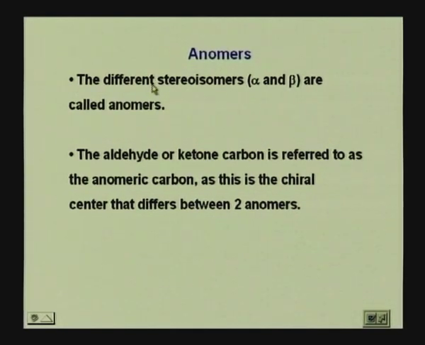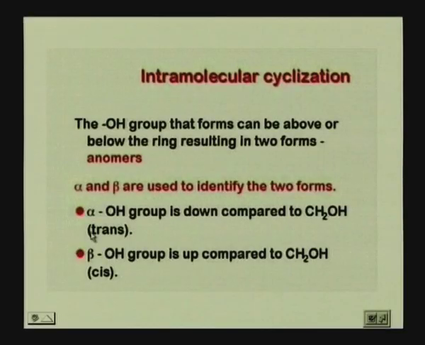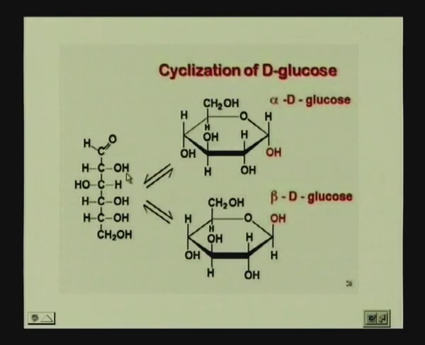So, the different stereoisomers alpha and beta are called anomers, and we have the aldehyde or ketone carbon, which will decide whether we have the anomer in the beta position or in the alpha position, and you have to remember that this is only possible when there is cyclization, not before that. So, we have the alpha OH down compared to CH2OH, that is trans. If the beta OH group is up compared to CH2OH, it is basically a cis conformation when it is beta, and we will see how this is going to help us in all the glycosidic linkages that we talk about later on.